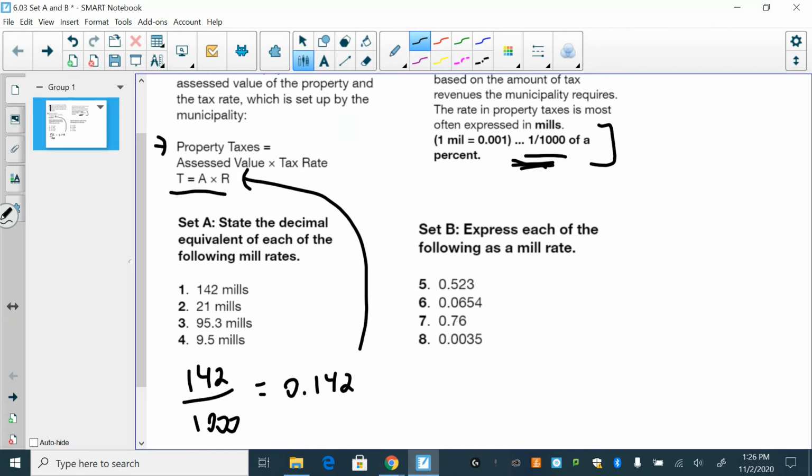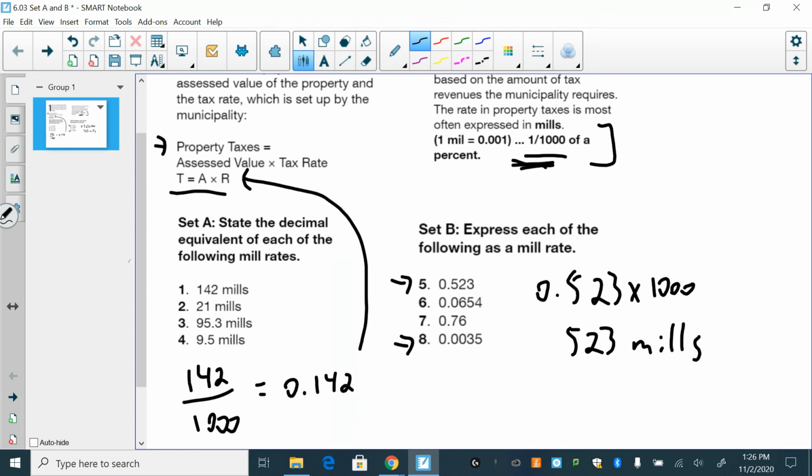So for set B, it's the other way around. So let's look at number five. You would take your decimal value and you want to know the mill rate. You multiply by 1,000. Okay. And so that gives you 523. And then you're going to write the word mills like that. So if I was going to do number eight, say, and I multiply that by 1,000, 0.0035 times 1,000, that would give me 3.5 mils.